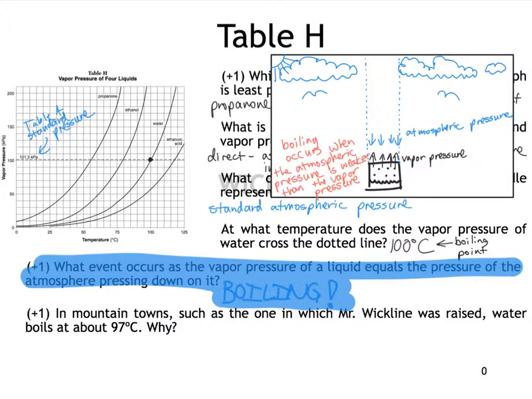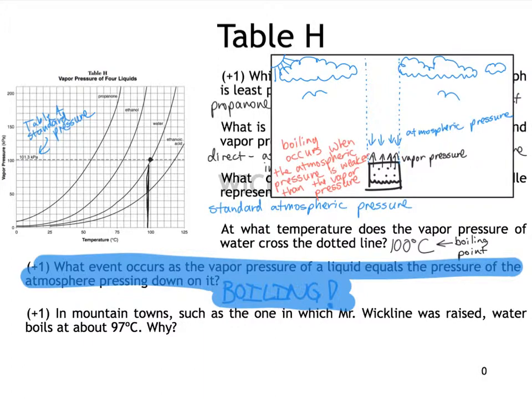There is one extra little thing I'd add in here, which is that in mountain towns, like on the top of a mountain, you actually will get water to boil at an even lower temperature than 100 degrees Celsius. Like where I'm from, water boils at around 97. The reason for that can be understood from Table H. So let's go to 97 on Table H, which is going to be about here. Follow it up until you intersect water, and then see what water's vapor pressure is at that temperature.